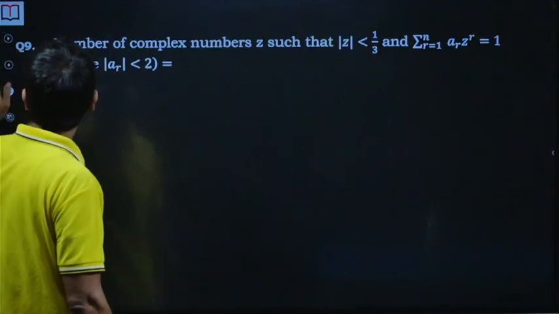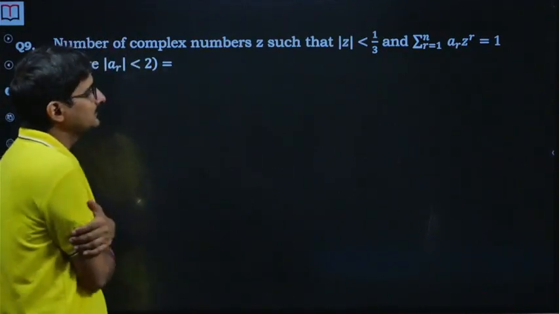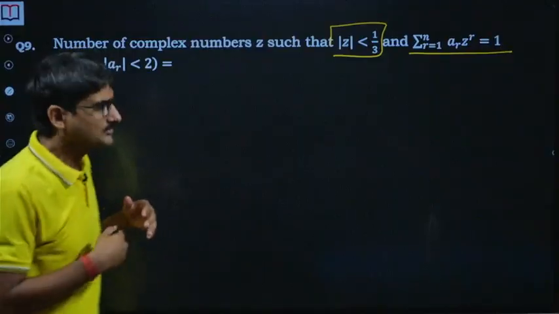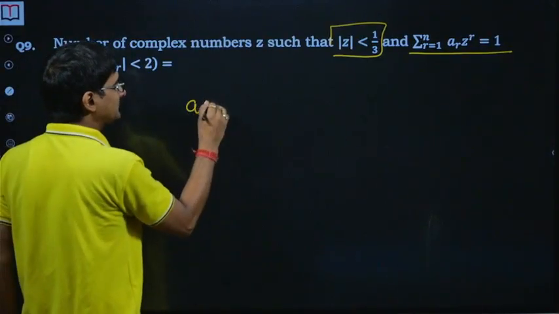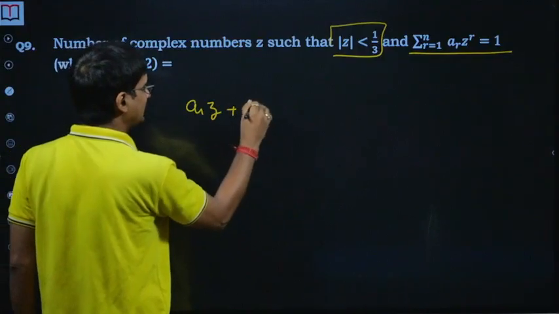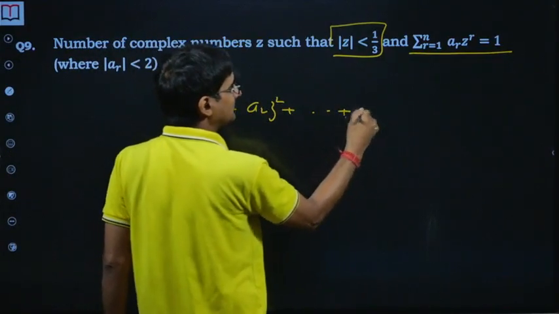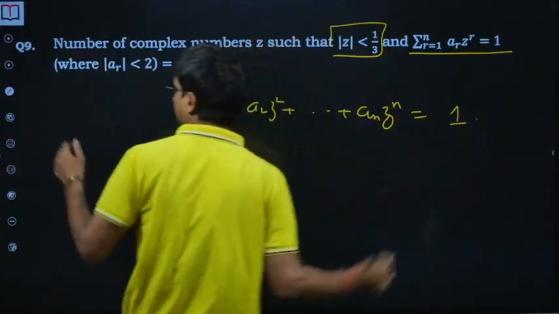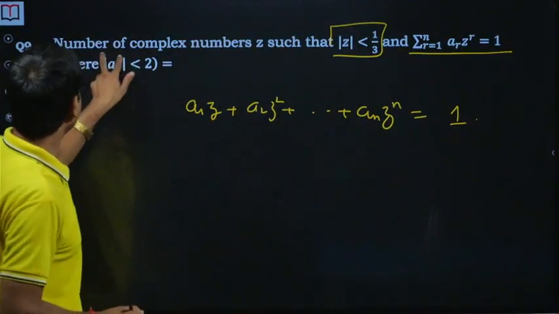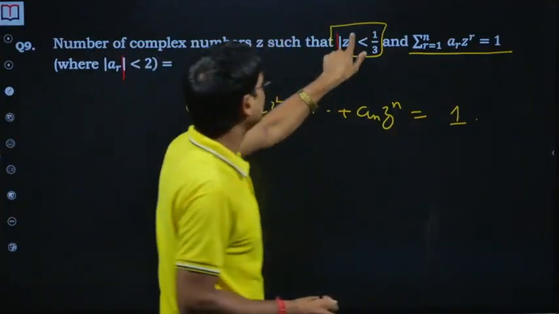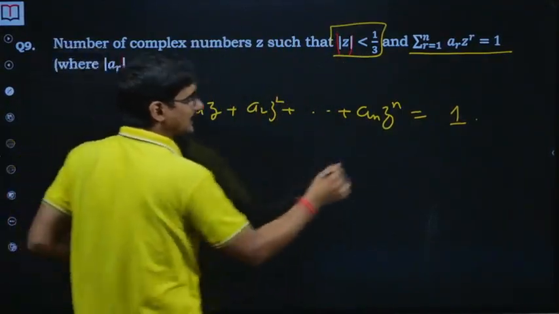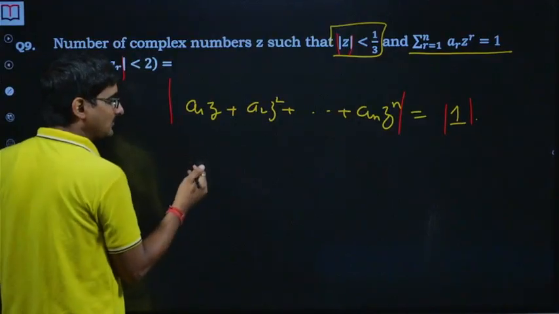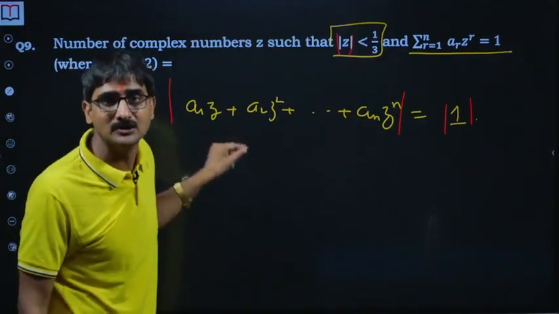Now let's move to the next question, which is the number of complex numbers z such that mod z is less than 3, and this is given to us. The first thing I did was a1 z plus a2 z square plus dot dot dot plus an z raised to the power n is equal to 1. That's what we are given. Mod is given here, mod is given here. The only thing I could think at that time was, since these are equal, their modulus has to be the same. So apply modulus and then apply the mod inequality.